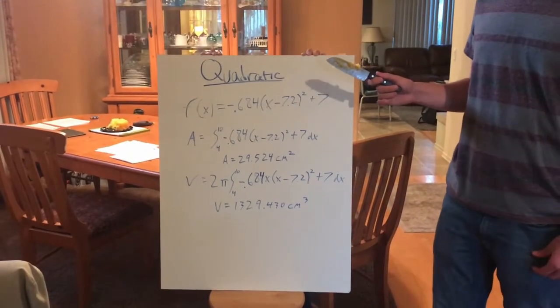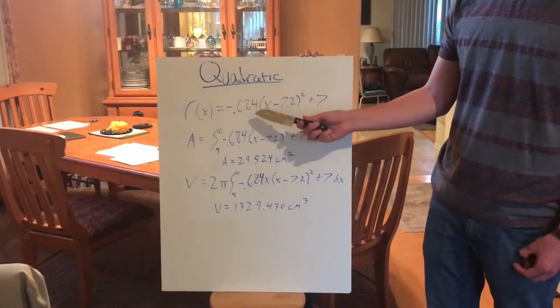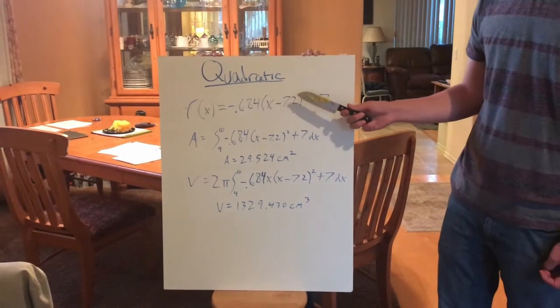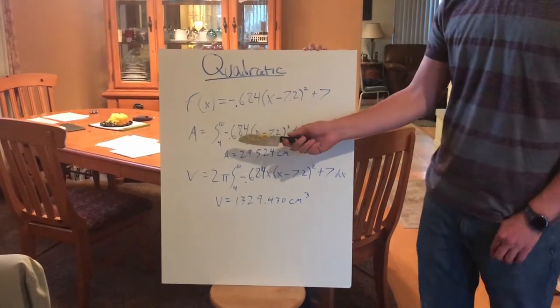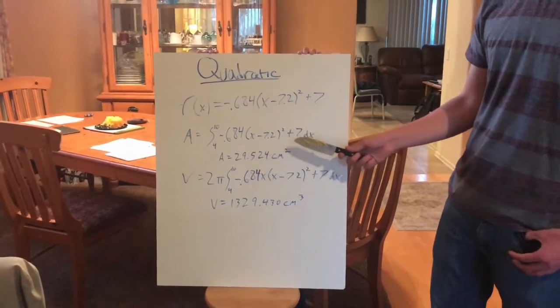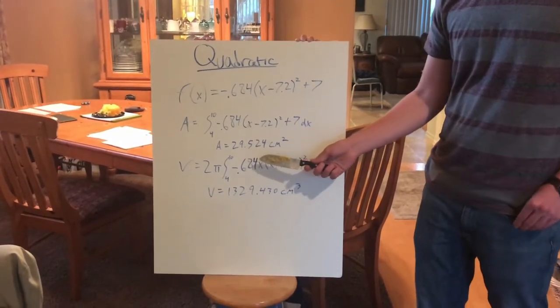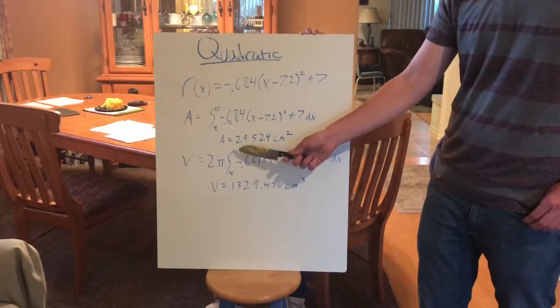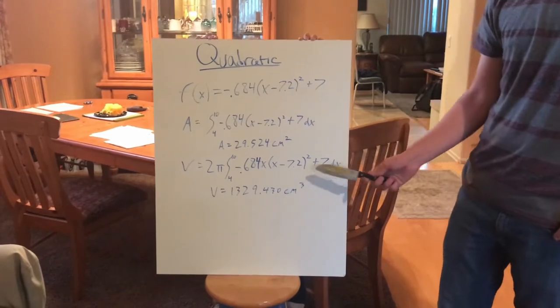So, from a quadratic point of view, we would use the vertex form of the quadratic equation, which gives us the function f of x equals negative 0.684 times the quantity x minus 7.2 squared plus 7. And then to find the area of the cross-sectional piece of the cake, we would take the integral from 4 to 10 of that equation, which gives us the area of 29.524 centimeters squared. Then, to find the volume, we would use the cylindrical shells method, where we multiply the function times 2 pi x from the integral from 4 to 10, which gives us the volume of 1,329.430 centimeters cubed. You meant decimeters, right? No, I meant centimeters, and I'm pretty sure I'm right.